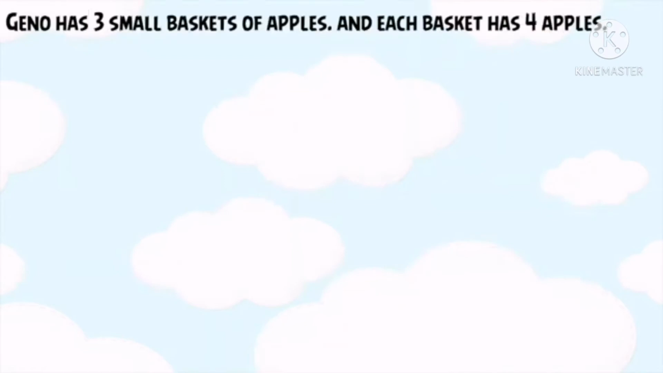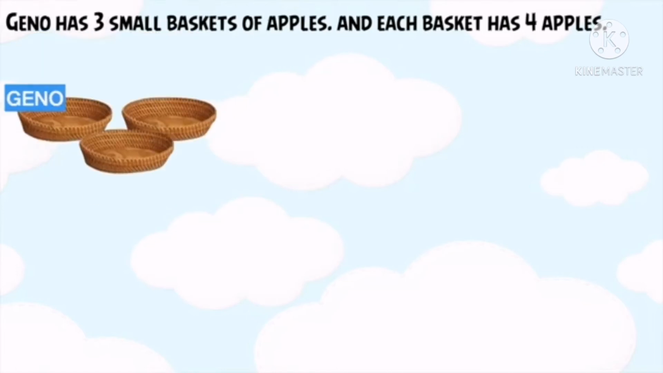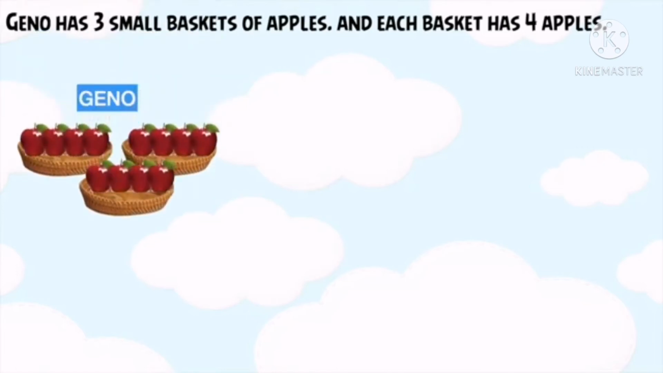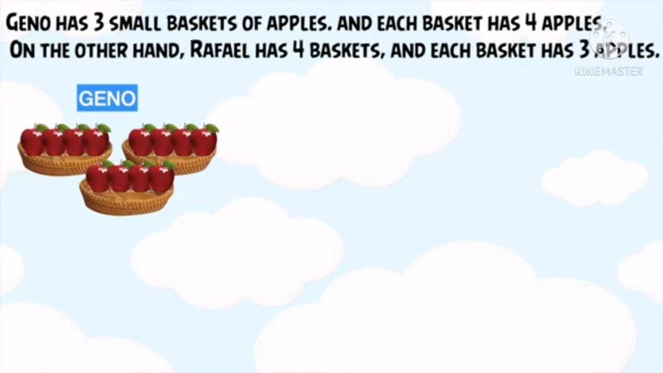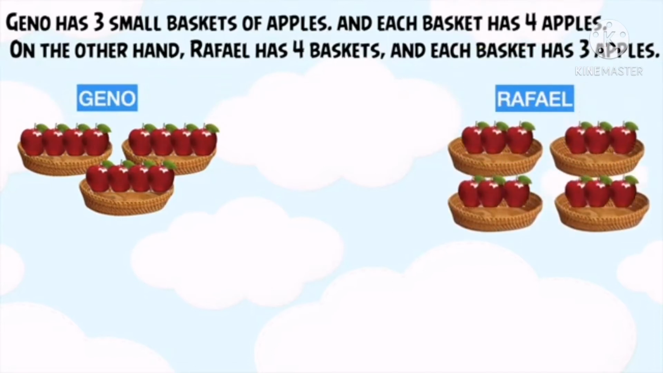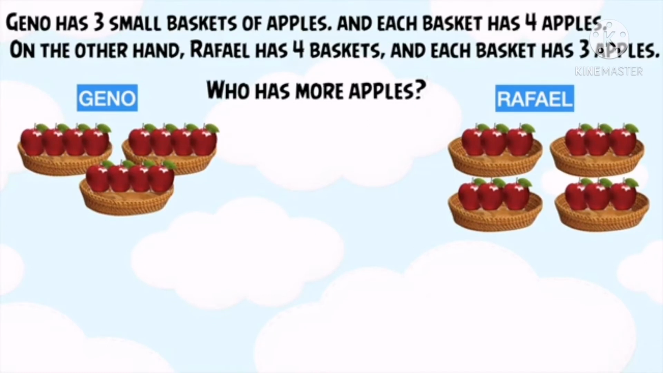Gino has 3 small baskets of apples. Each basket has 4 apples. On the other hand, Rafael has 4 baskets. Each basket has 3 apples. Now the question is, who has more apples?